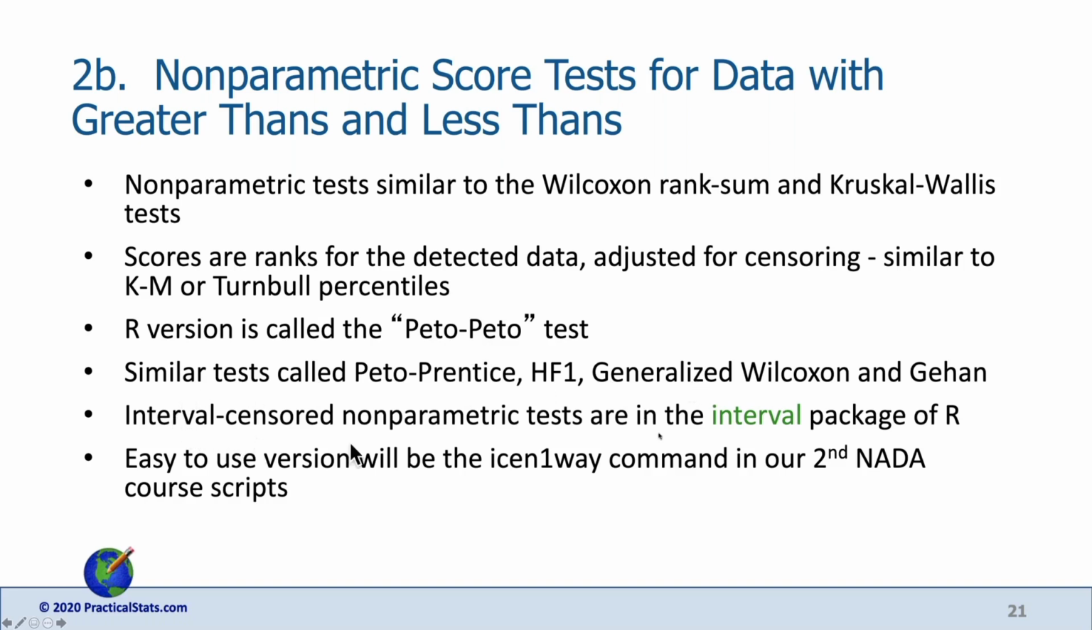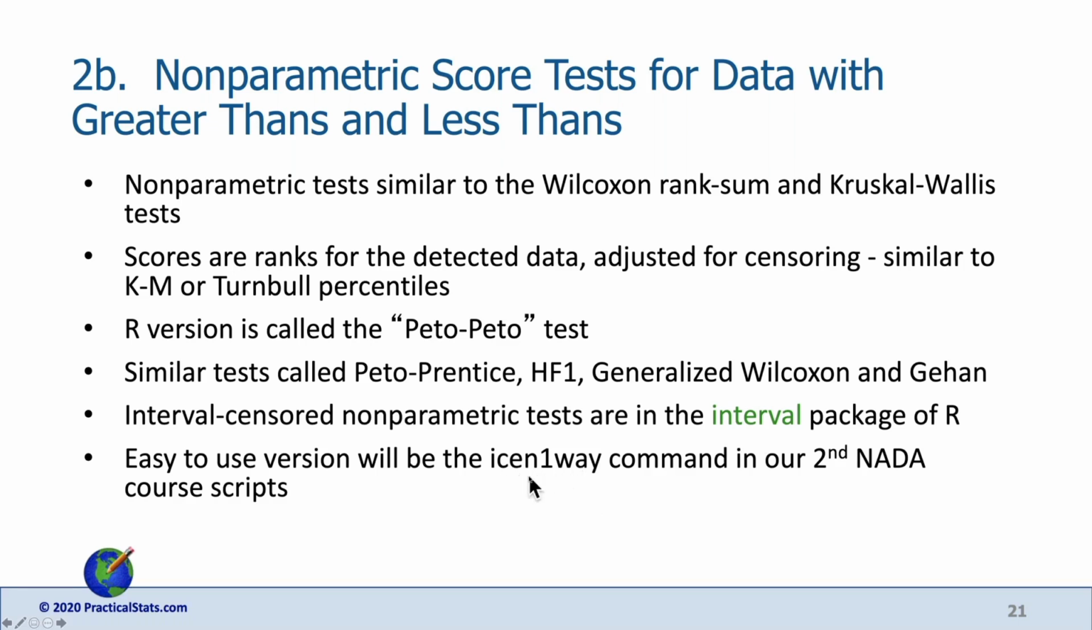And these are the non-parametric tests. They're in the interval package of R, so you can go find them. I'm going to be writing some scripts. Here's one that's just about done.